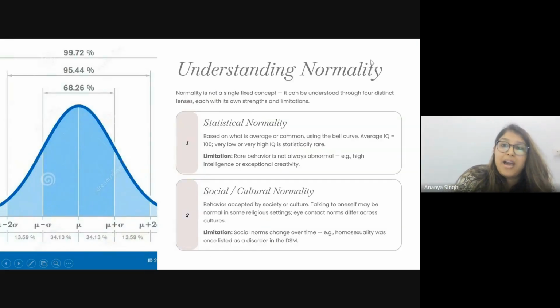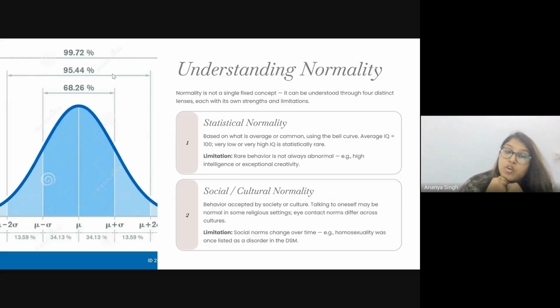Now, understanding normality: what exactly is normal and abnormal behavior? It is not a single concept. It can be understood through 4 lenses mainly, and each of these has its own strengths and limitations. One is statistical normality, which we use mainly in terms of IQ. Say we draw a bell curve, a normal probability curve, and people falling in this margin towards the center are normal. Ones falling on the extremes would be considered abnormal.